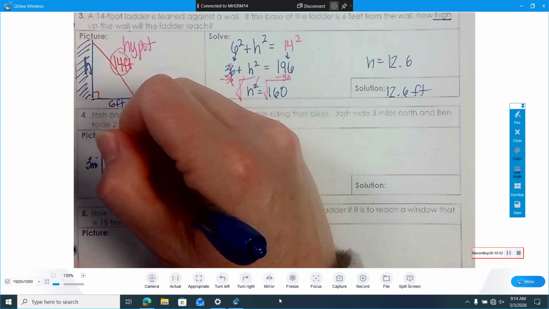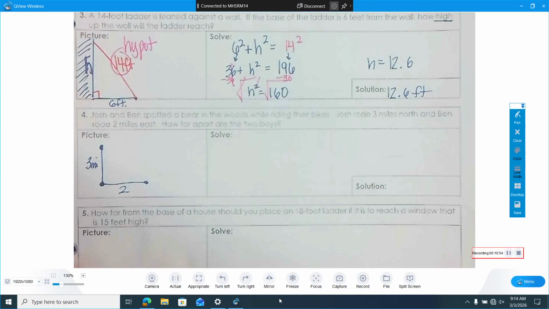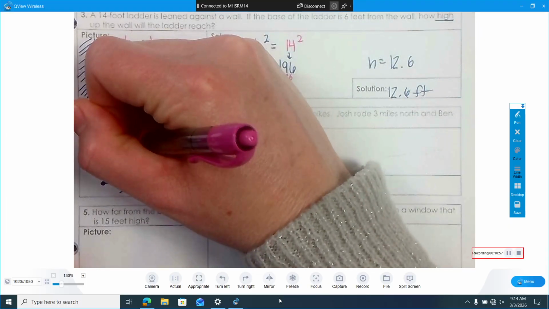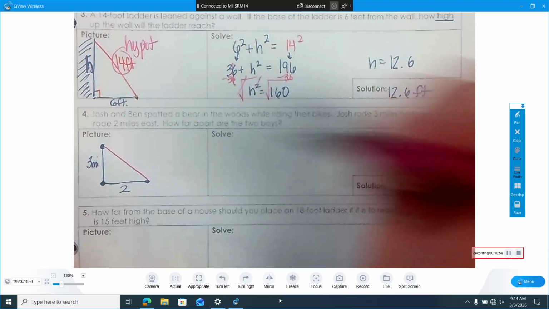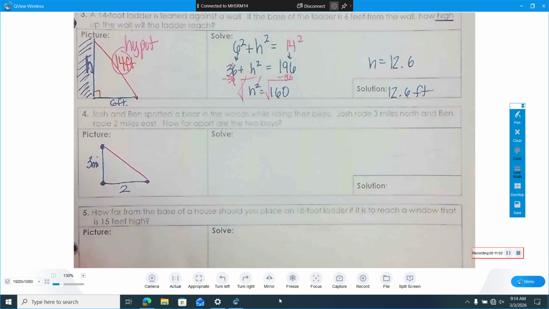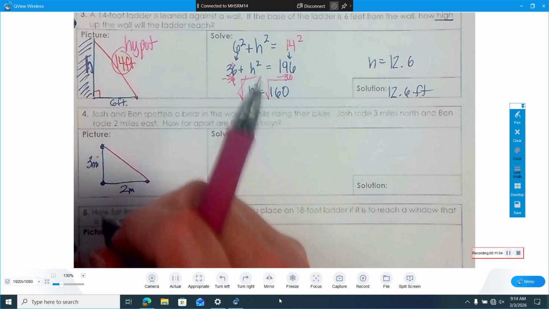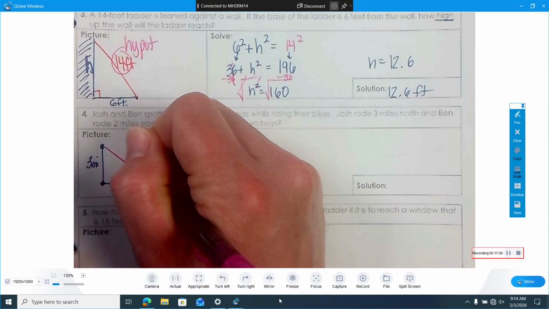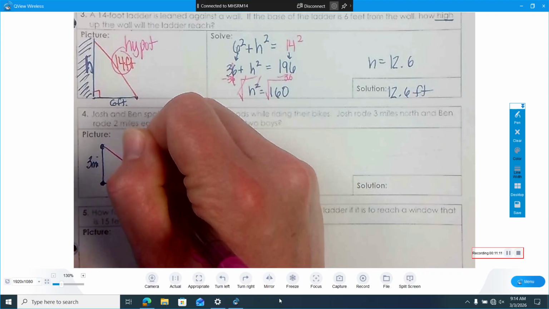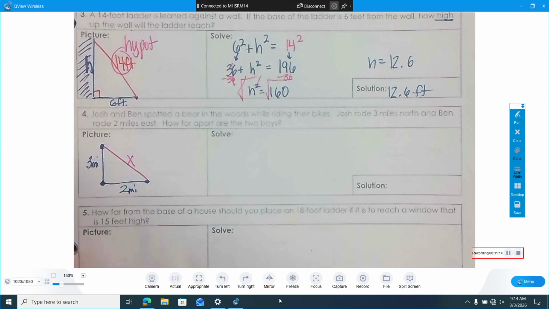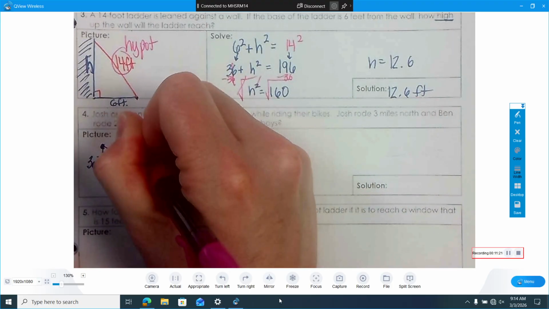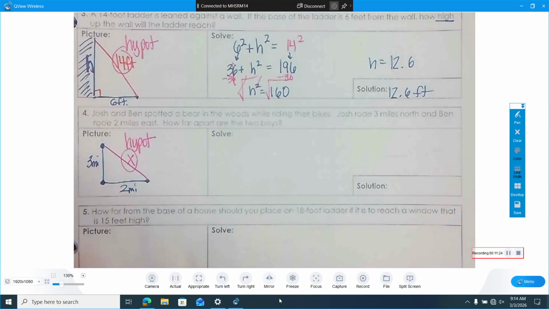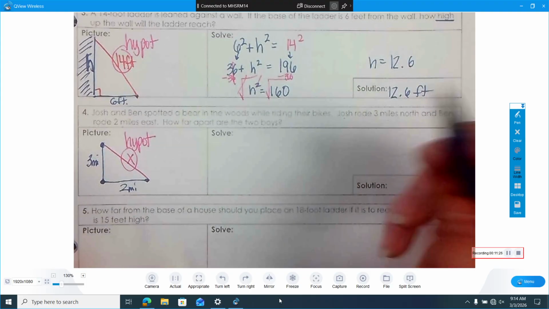How far apart were the two boys? So that is this question. How far apart are they after their travels? All right, so we want to find how far apart they were, which I'll just call X, after their travels. All right, where's our hypotenuse? X is our hypotenuse. And if that's our hypotenuse, what's our equation?